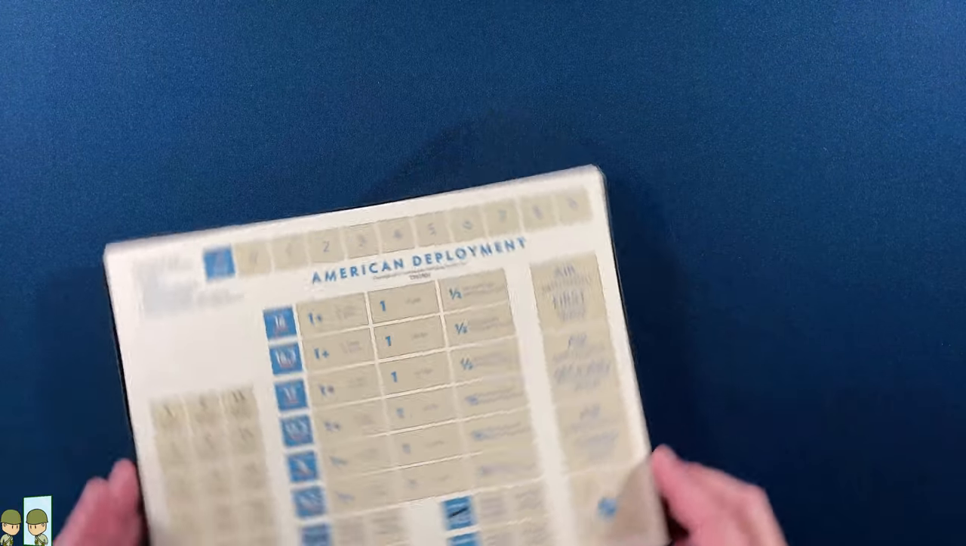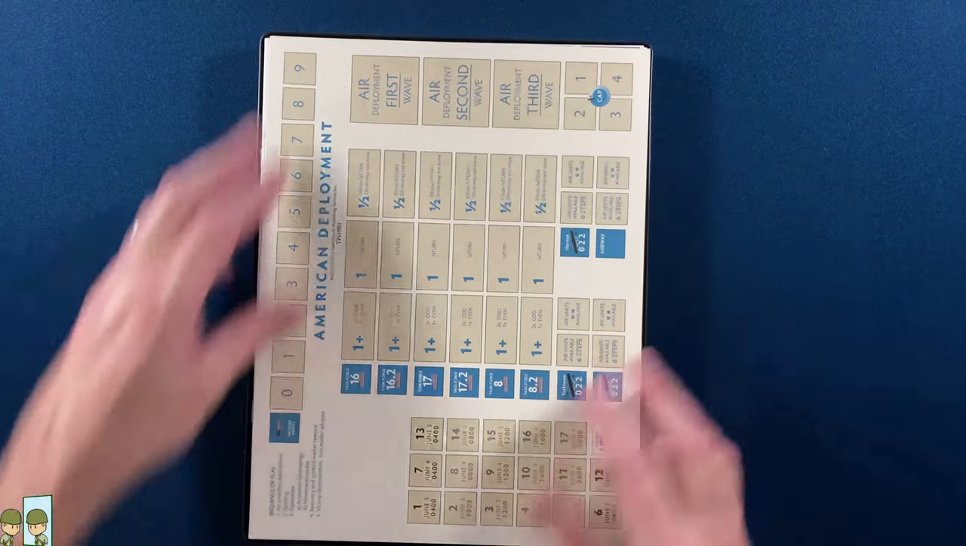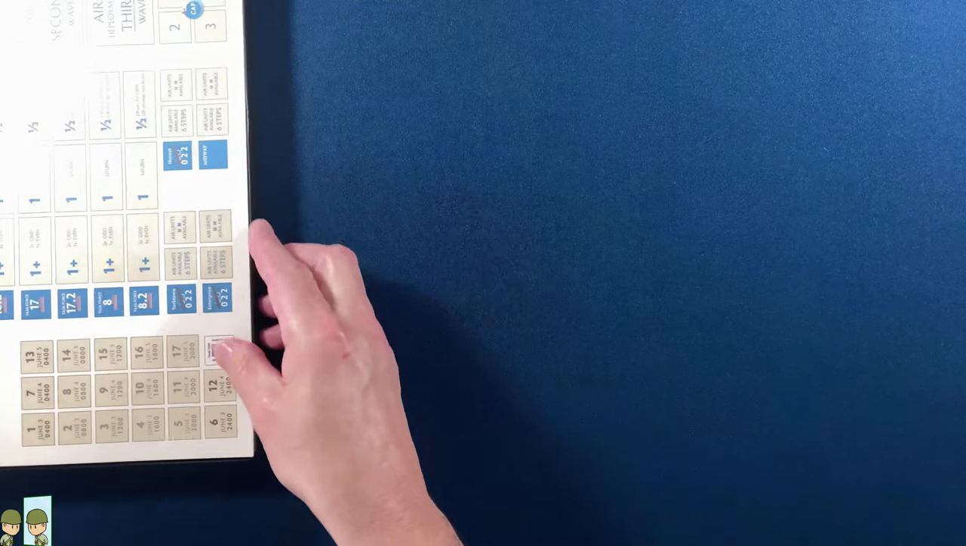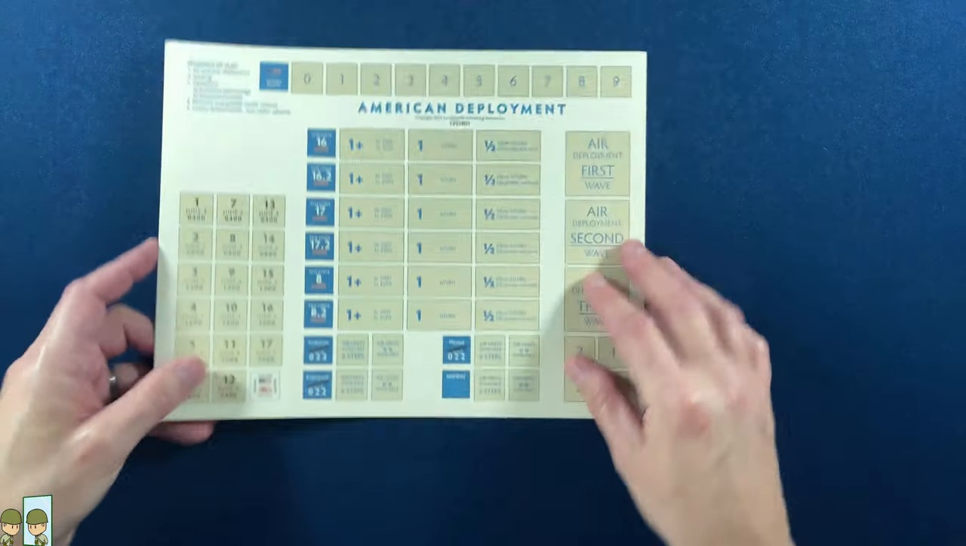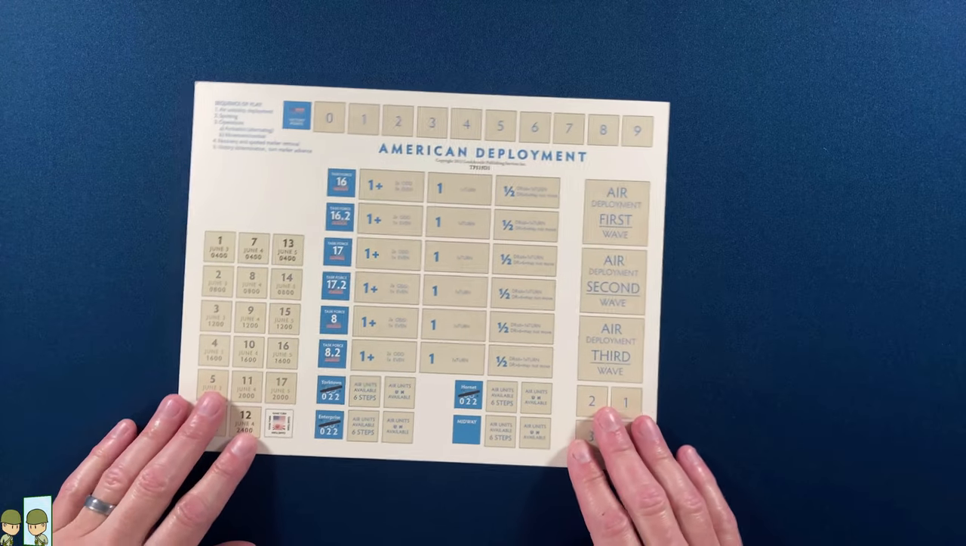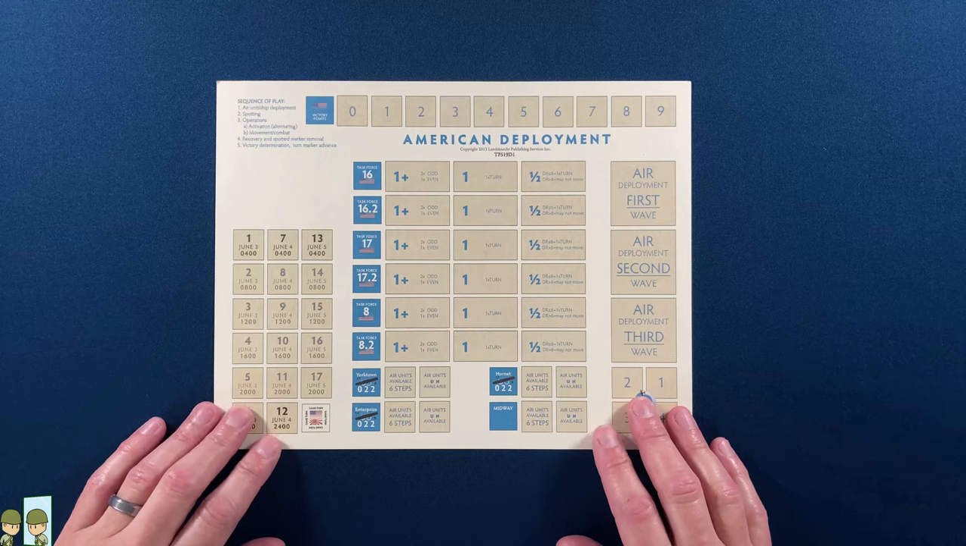So let's dig in here and see what we have. How do we want to do this? Let me just kind of move the box to the side over here. Well, let's move it over here. That's kind of causing some problems with lighting or something. And just start pulling things out and looking at it. So what do we have here? American deployment.